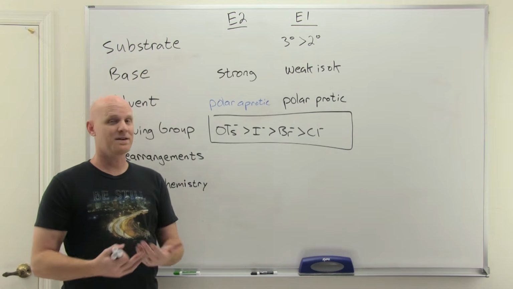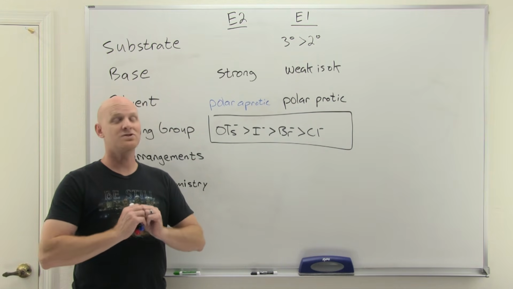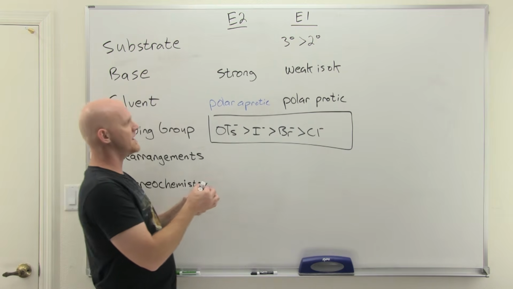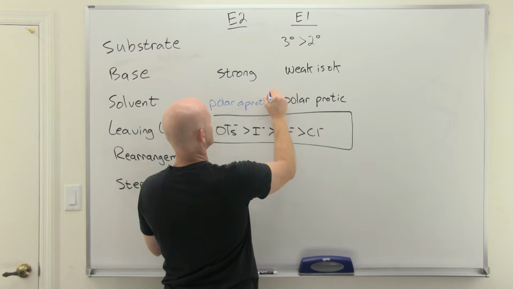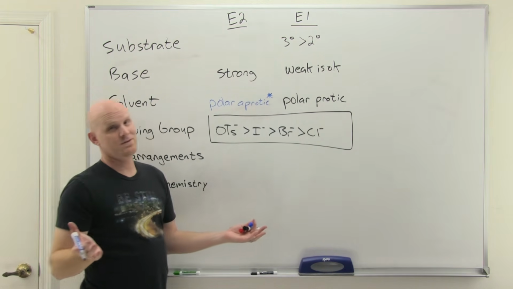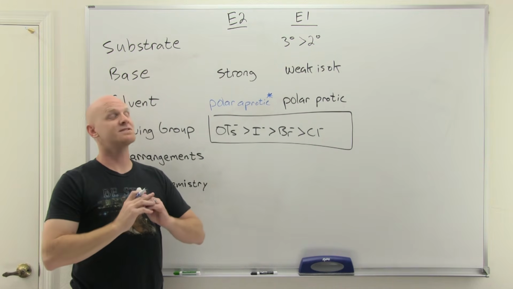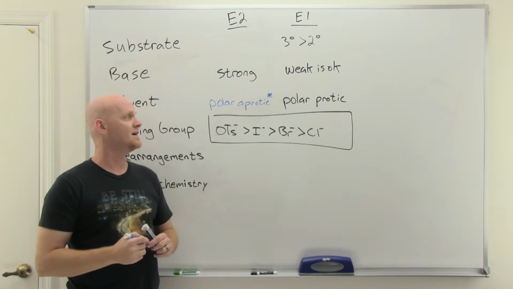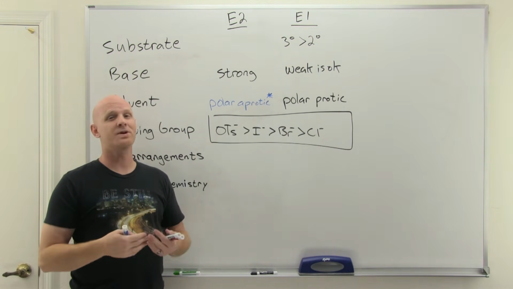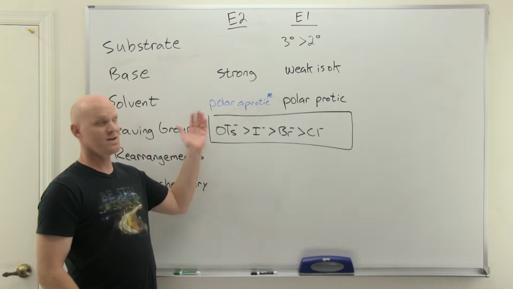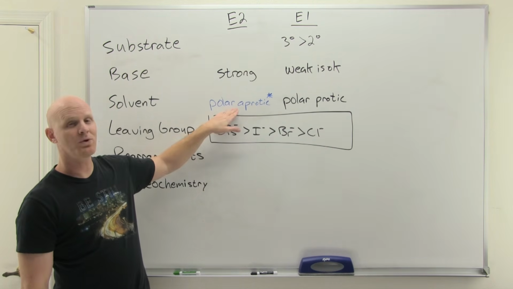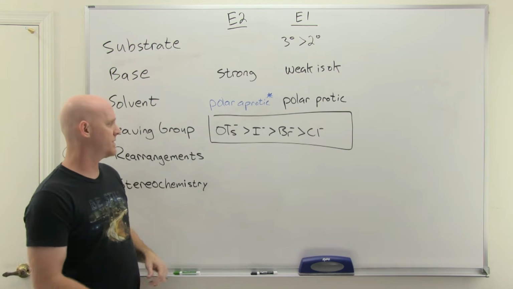And it actually is not a big deal for E2. It slows them down a little, but they work just fine. So I'm going to put polar aprotic here, and I'll put a little asterisk. It goes faster if it's polar aprotic, but they work just fine in polar protic solvents. So polar protic solvents are a much bigger deal for SN2 reactions than they are for E2 reactions. So faster in polar aprotic, but they work just fine in polar protic solvents.